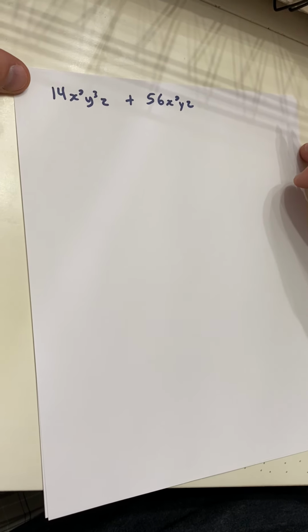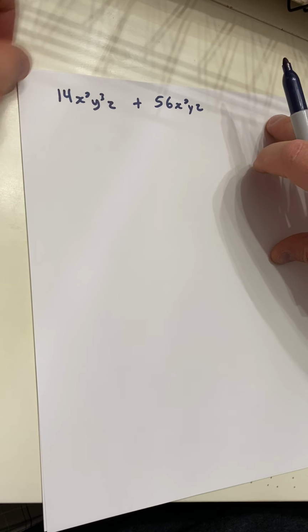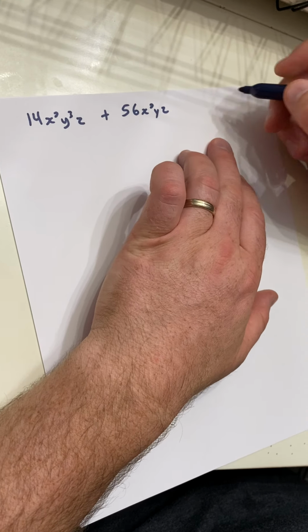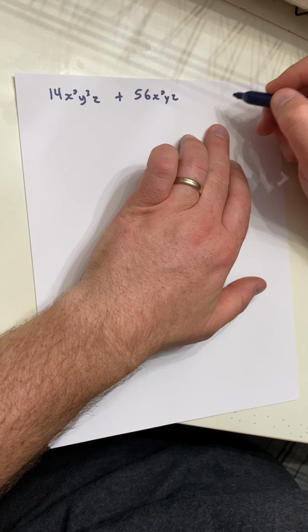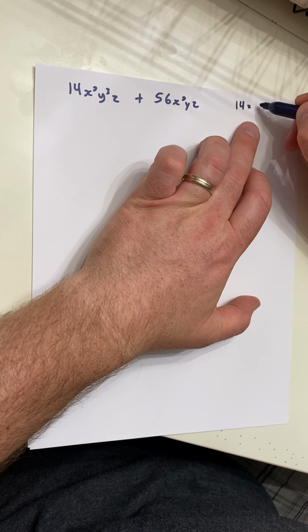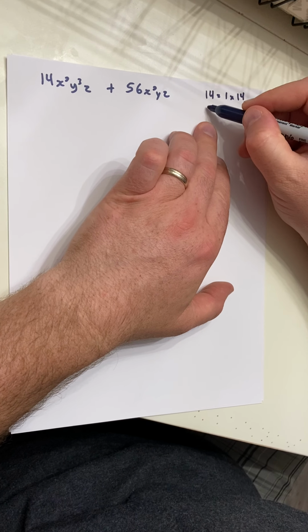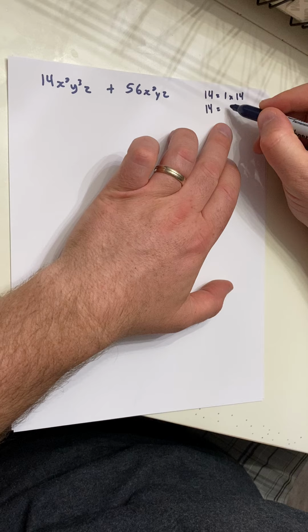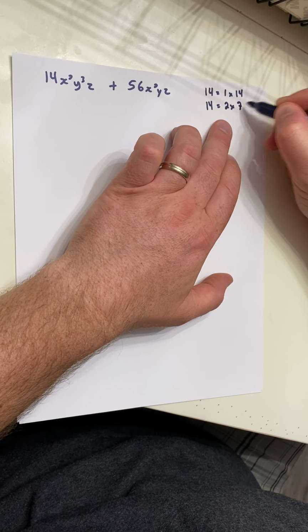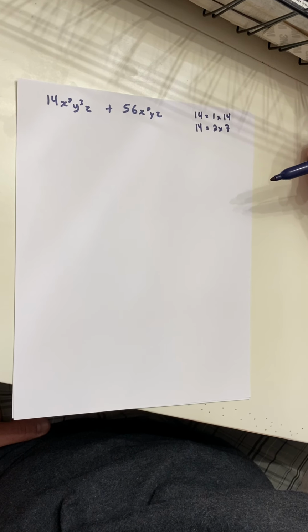I'm not sure how you learn to find the greatest common factor there, but I'll show you how we do it here. The first thing I do is show all the factors of 14. I know that one factor of 14 is 1 times 14, and another set of factors is 2 times 7. So the factors of 14 are 1, 2, 7, and 14.